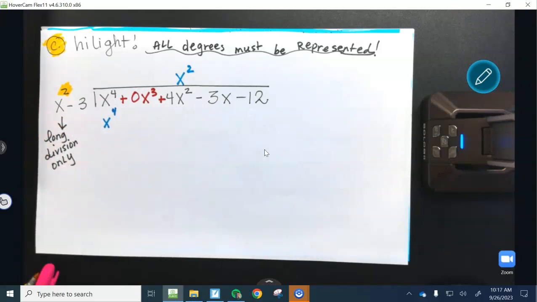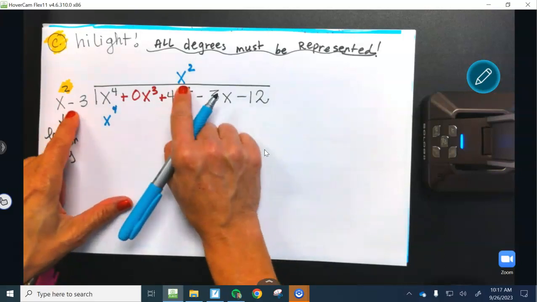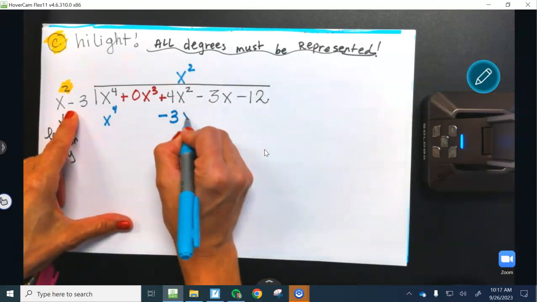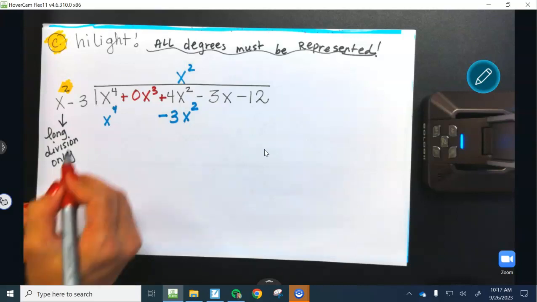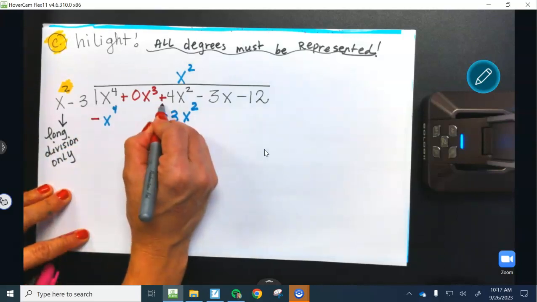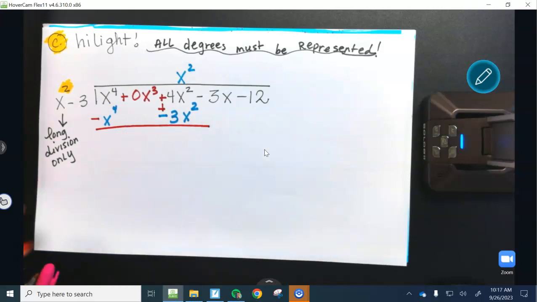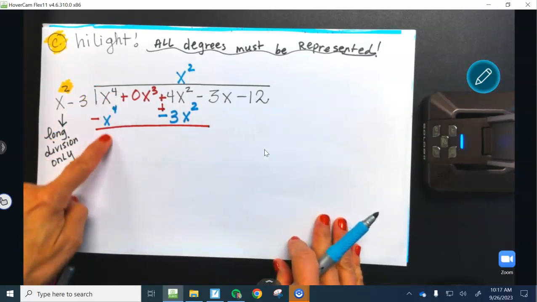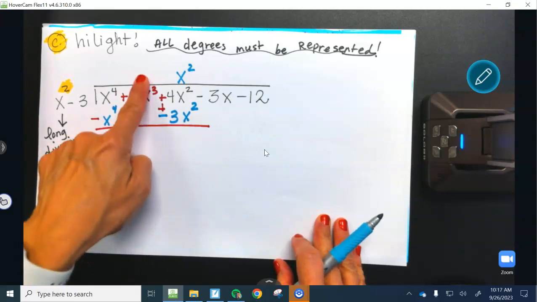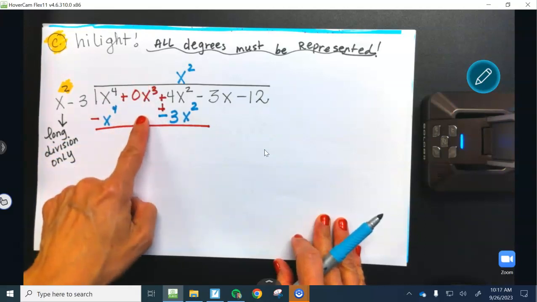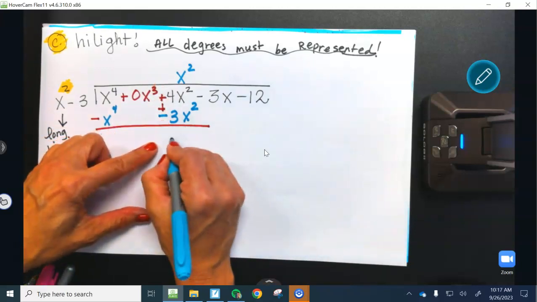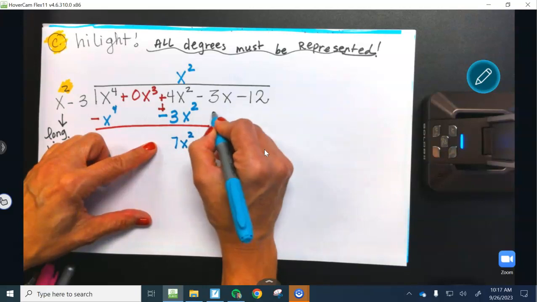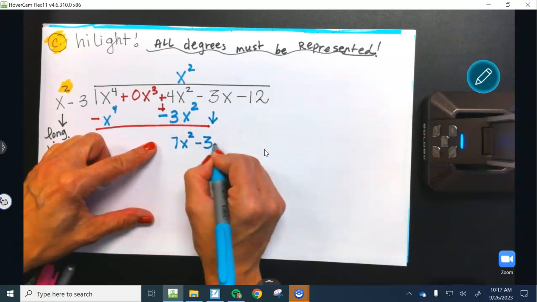Don't forget you got to distribute it to the -3. So x squared times the -3 is a -3x squared. Y'all look at all this space. Make sure you keep everything lined up. Okay, let's go ahead and change those signs. We're ready to combine straight down. That's a 0 pair. That 0 is just a placeholder. So we're just going to combine a positive 4x squared and a positive 3x squared. So let's write 7x squared. Bring down that next number. And let's start all over.